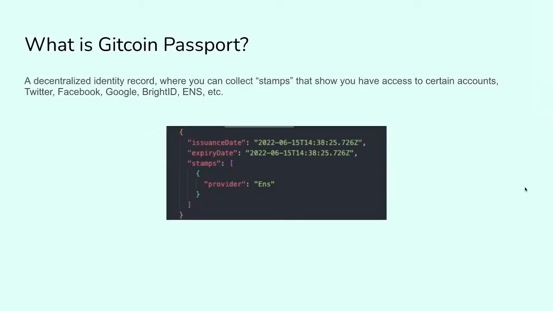What is Gitcoin Passport? It's a decentralized identity record where you can collect stamps that show you have access to certain accounts, such as Twitter, Facebook, Google, ENS, etc. What it looks like is some JSON, and this JSON has a stamps array, and inside of that stamps array are various objects that correspond to one of those providers that I mentioned before, and that object also has data that verifies that you own the account that it says you own.